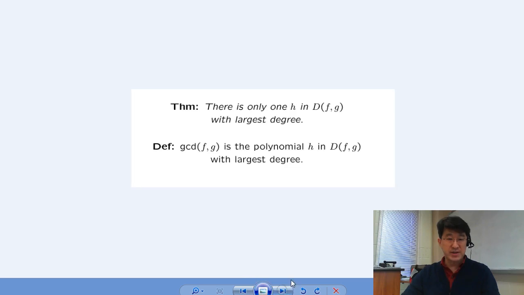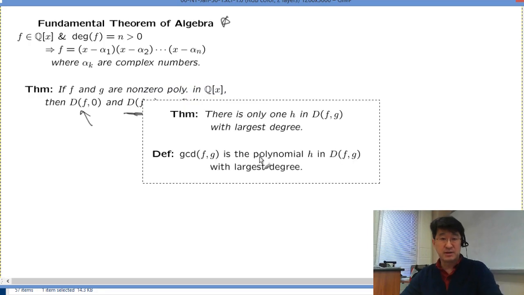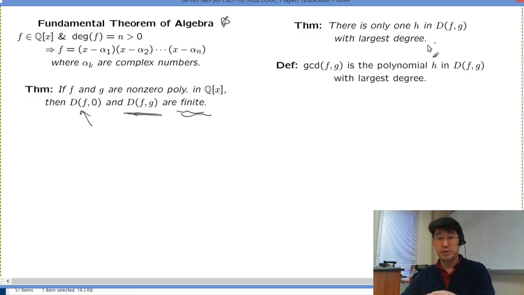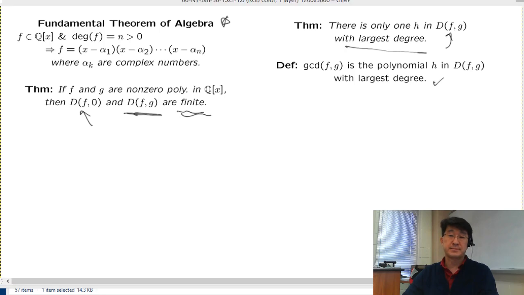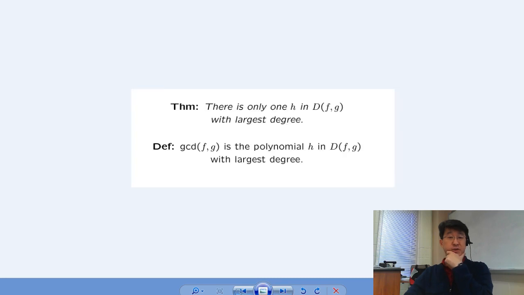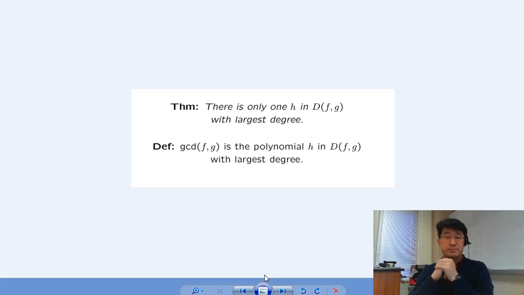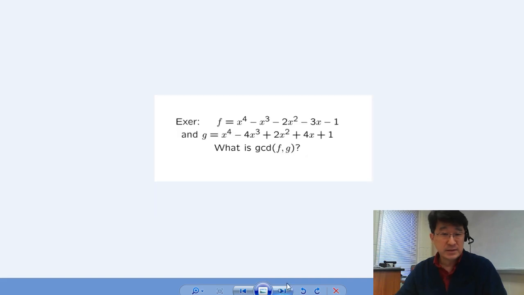But we also saw that as a homework problem; I explained all this as homework. And there was only one polynomial with the largest degree in there. That's what we really care about, and that is the definition of a GCD. Yes, it's also in that slide. So that's what you wanted to copy down. Okay, good. All right.